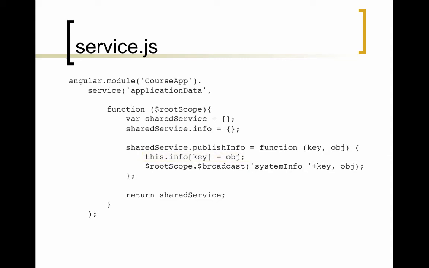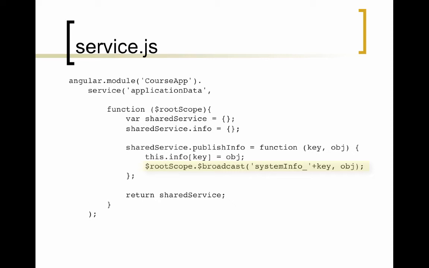And now I'm using $rootScope, the parent scope that was passed in, and I'm calling its $broadcast method, and I'm saying, okay, you're going to broadcast something that I'm calling systemInfo_. I mean, you could call it whatever you wanted. So I'm calling it systemInfo, and I'm attaching to that word systemInfo whatever the key is. So if someone's passed in something called course, it'll broadcast systemInfo_course.